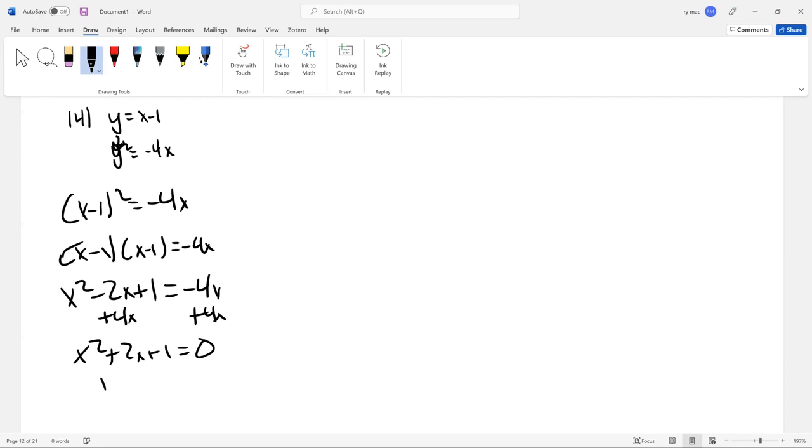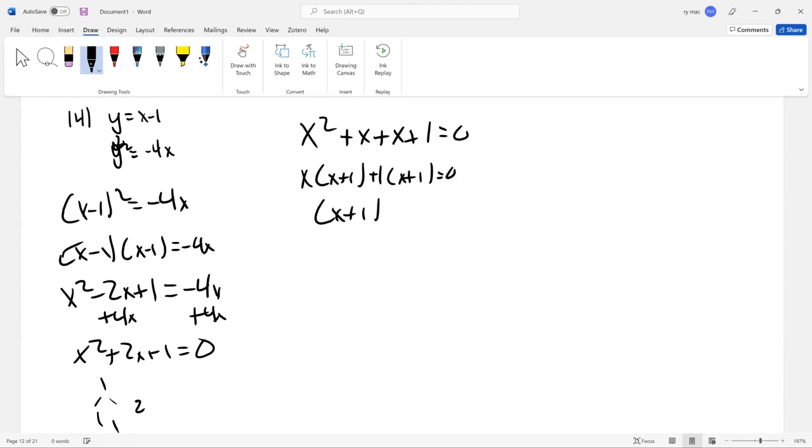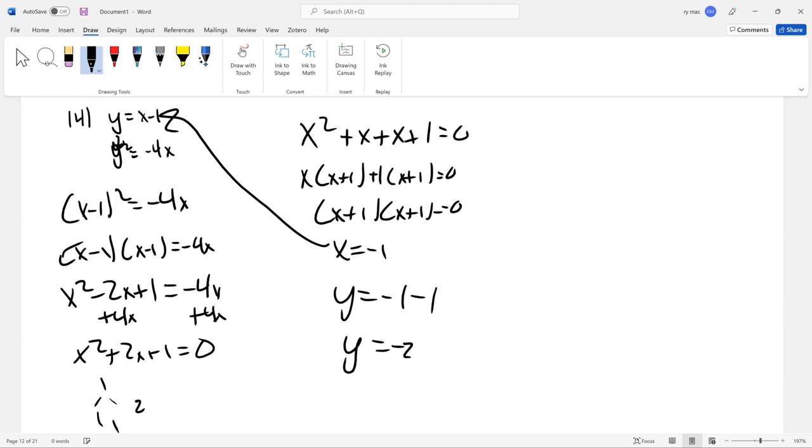I can show it, but something that multiplies to 1 and adds to 2 is obviously 1 and 1. So I get that x squared plus x plus x plus 1 is equal to 0. Pulling out an x on the left and a 1 on the right, I get x plus 1, x plus 1. So that tells me that x equals negative 1. And then just plugging into my top equation, I get that y is equal to negative 1 minus 1. So y is equal to negative 2. And that makes my solution negative 1 comma negative 2.